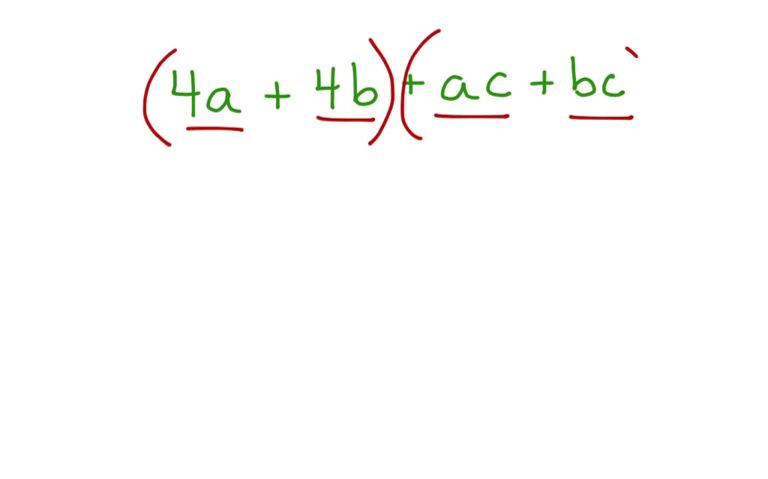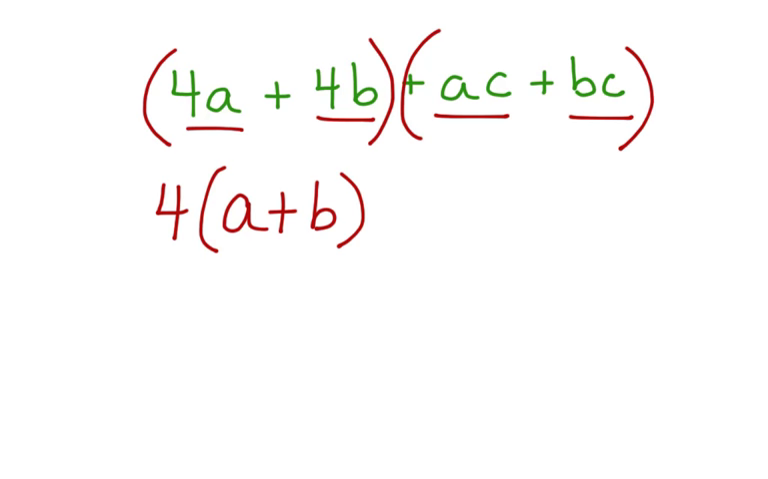First, you could almost look at this separate from this, because 4a plus 4b both have a 4 in common. Let's factor that out and leave us a plus b. Now let's factor this second part of the expression, ac plus bc. That has c in common. Let's factor that out, leaving us with a plus b.